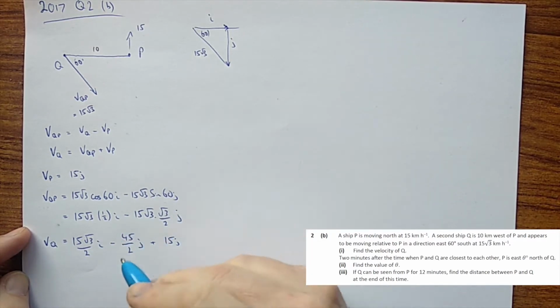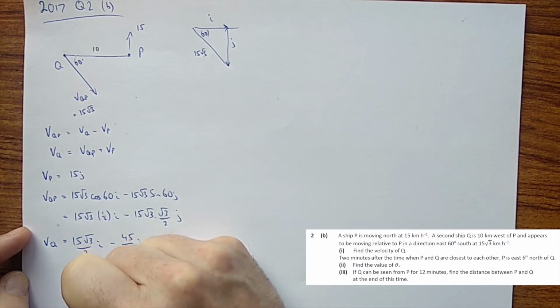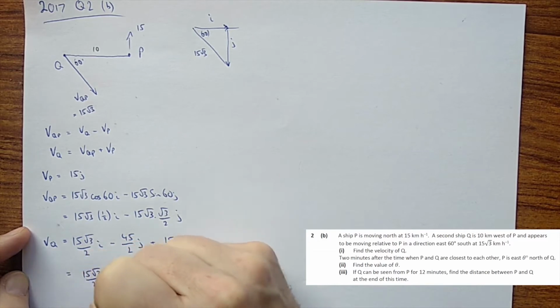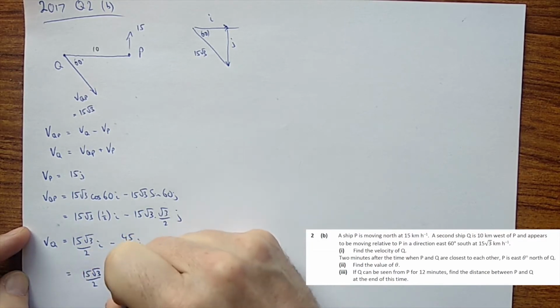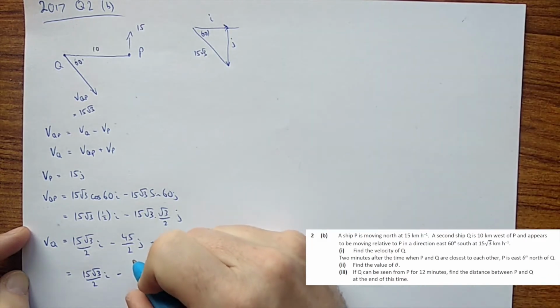Okay, we can see it's nice and tidy. Our i's and j's are over here, and that is going to equal 15 root 3 i over 2 minus 15 over 2 j.